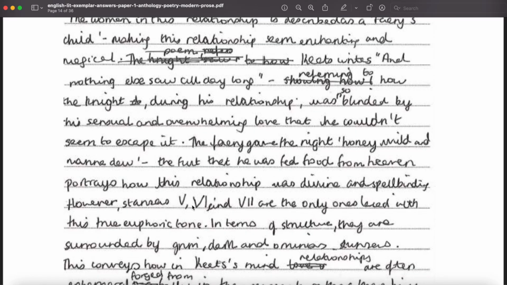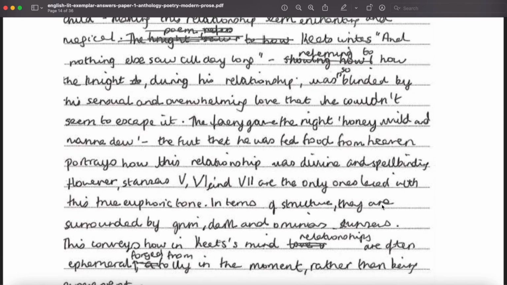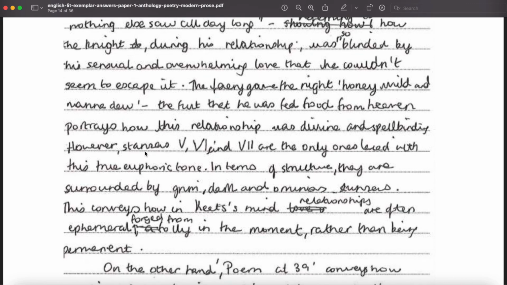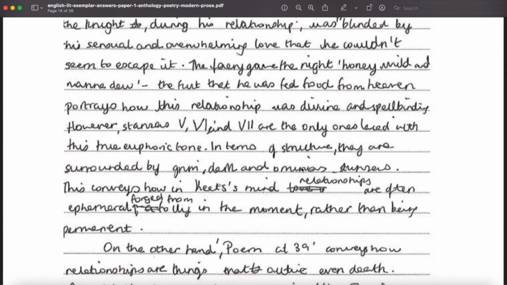However, stanzas 5, 6, and 7 are the only ones laced with this true euphoric tone. Okay, so what the student is saying here is only these middle quatrains show some sort of love or real relationship or some happiness. But in terms of structure, they are surrounded by grim, dim, and ominous stanzas. Alright, so there's this small part of the poem which has some happiness.